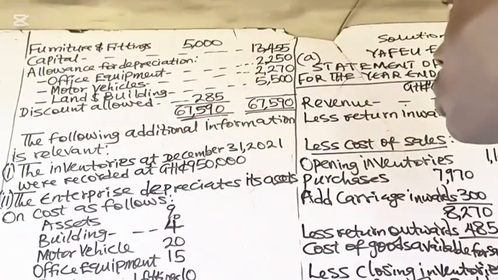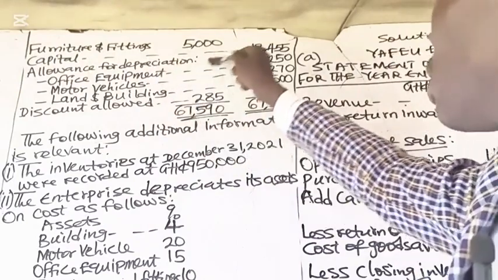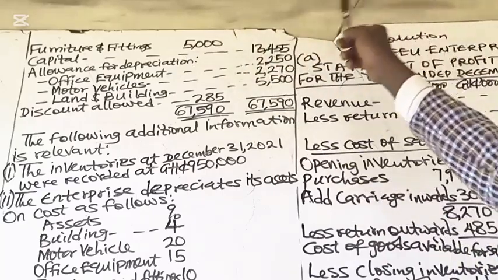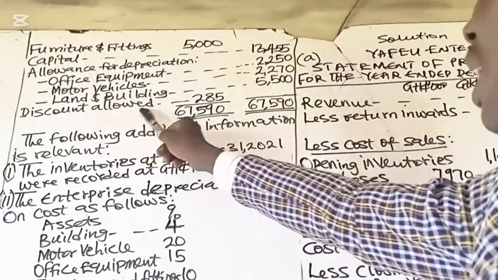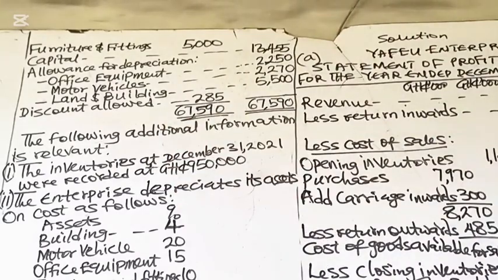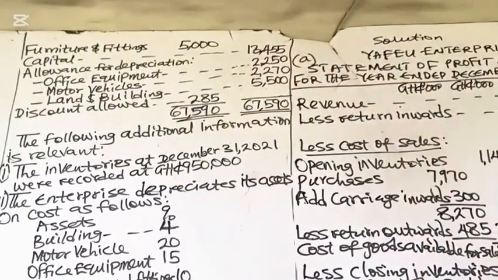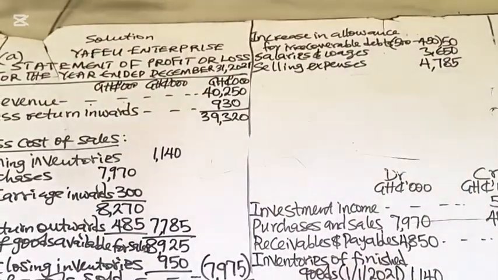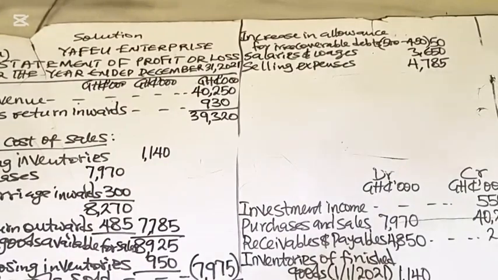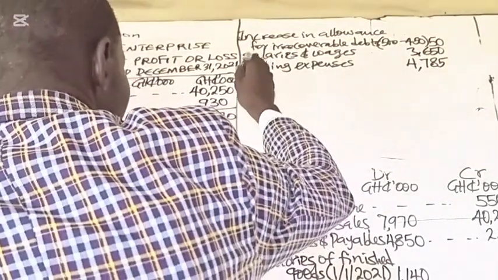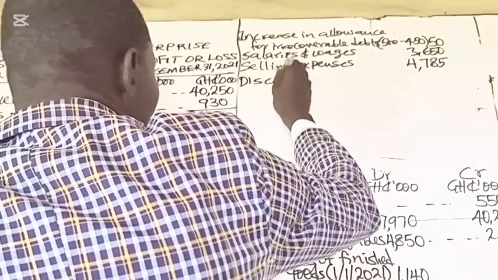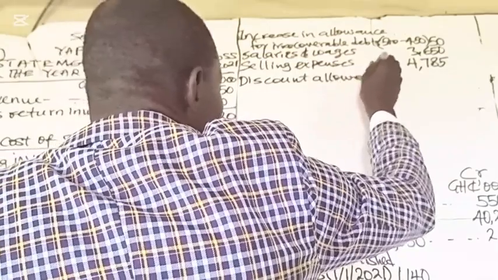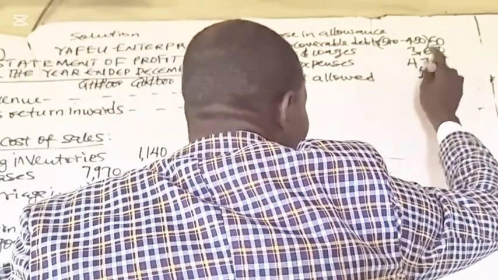Capital, that is equity. Allowance for depreciation, this will be used in the statement of financial position. We have discount allowed of 285. That is the only expense that has not yet been recorded. So we have discount allowed, 285.